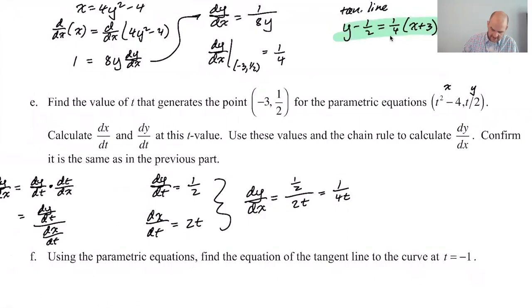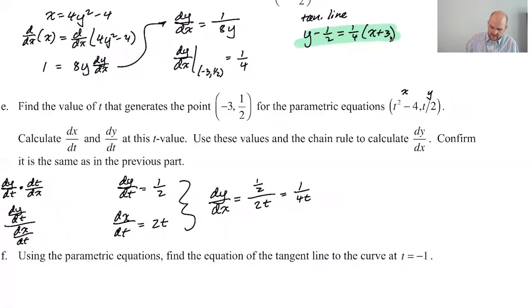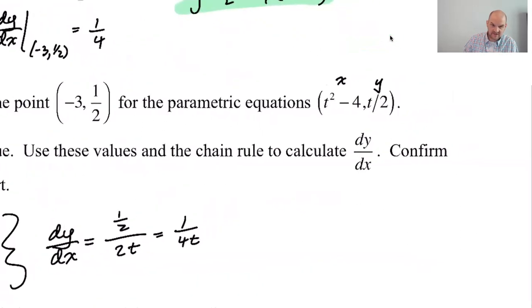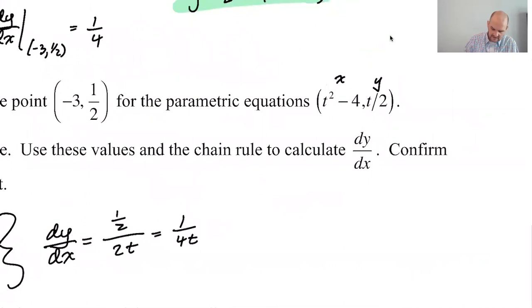Now the question is, what's t, right? That's the question we need to answer. Well, there's two things we can do to get it. We know that the x coordinate is -3, and we know that x is t squared minus 4. But think about that. A quadratic has to equal -3. There could be two times at which that happens. The other thing that we know is that y is going to be 1/2, and y is equal to t over 2. There's only one value of t that makes that work.